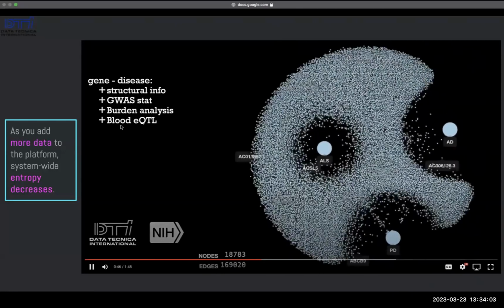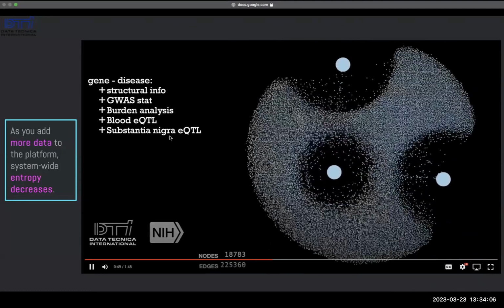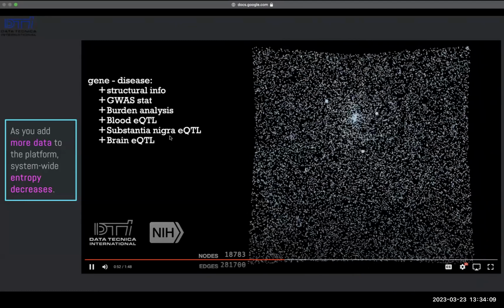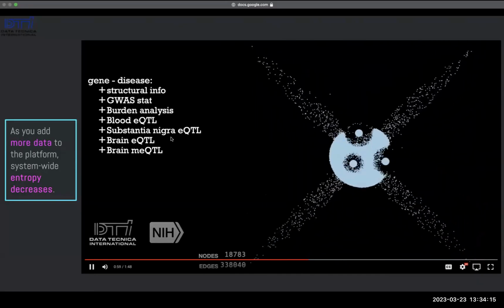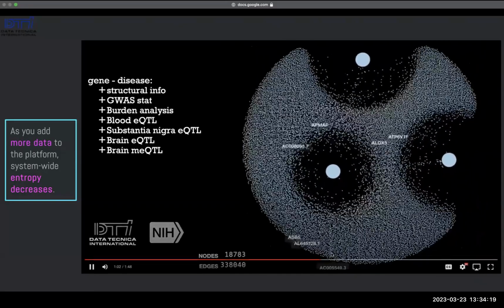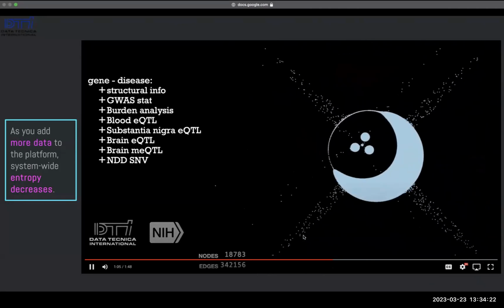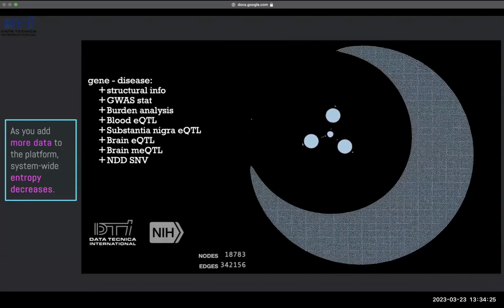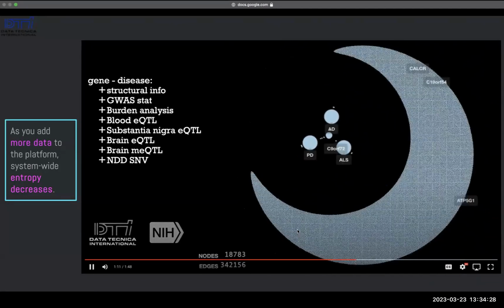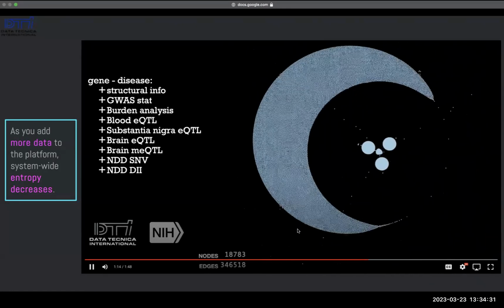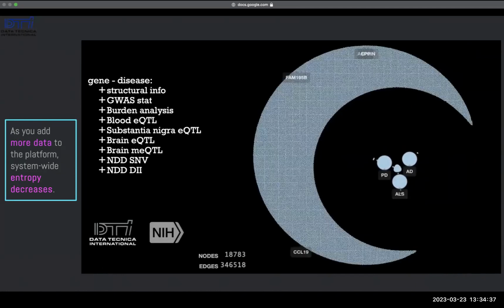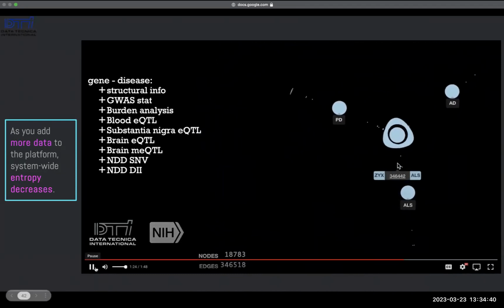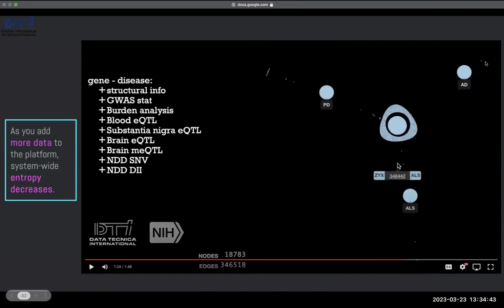So now we are adding blood eQTL, substantia nigra eQTL. These show how a particular gene is expressed in a part of the body. Brain eQTL, brain eQTL. And as you can see, the network is getting closer and closer to islands, sort of. SNVs, neurodegenerative disorders, deletions and insertions. Okay, now I zoom in on this part, and we have Alzheimer's, Parkinson's, ALS, and we have all these genes here.